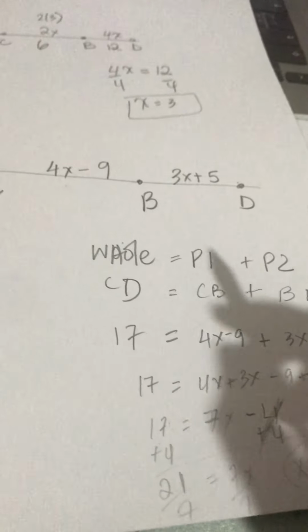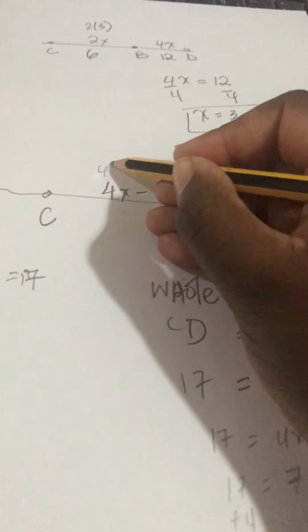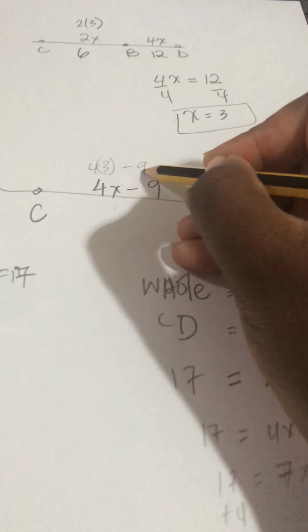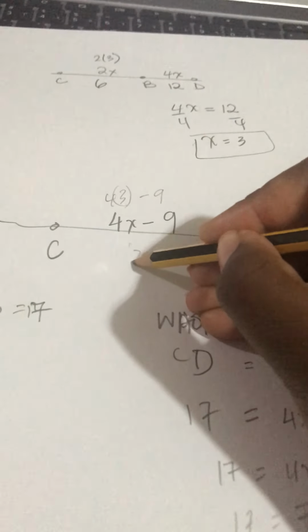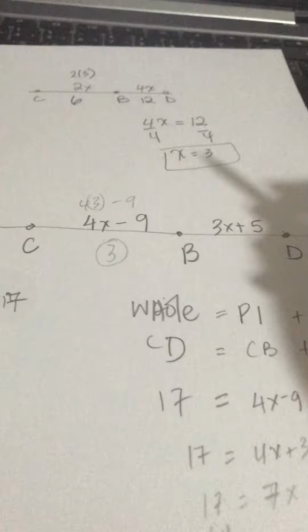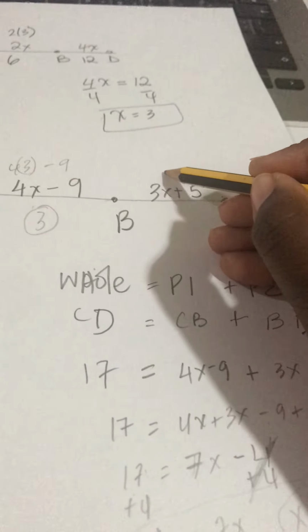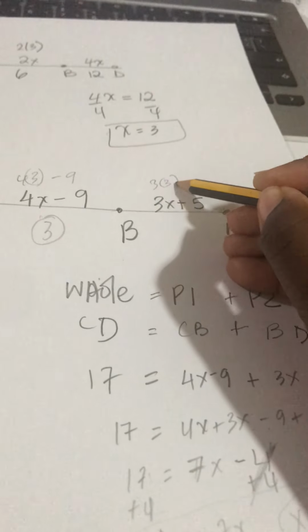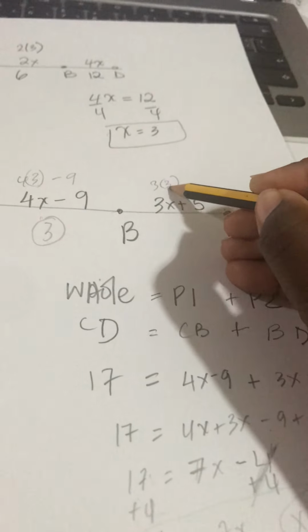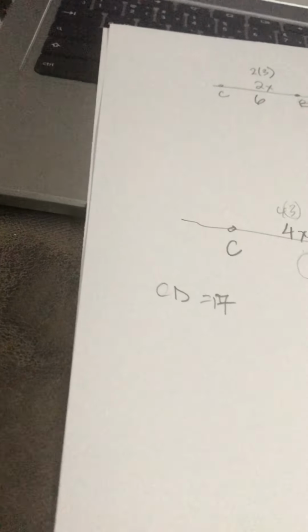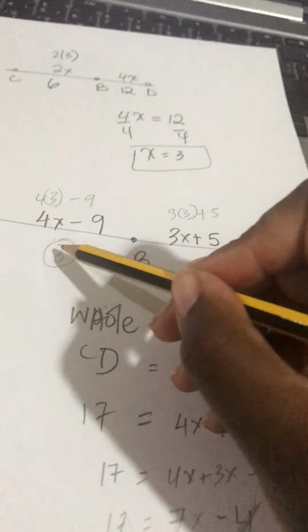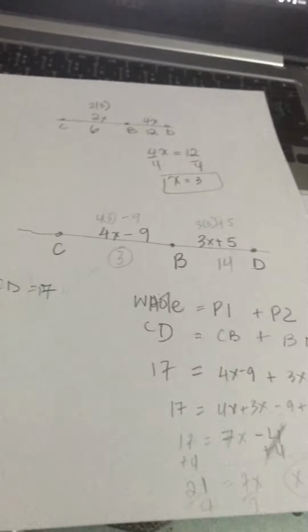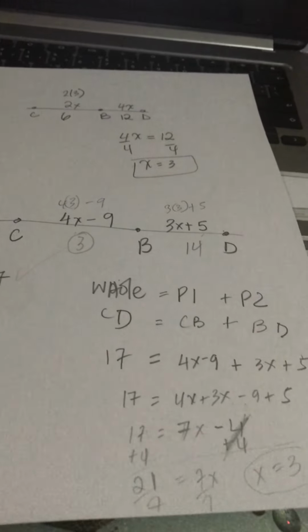Then I check. 4 times 3 is 12 minus 9. What is 12 minus 9? 12 minus 9 is 3. Okay? And then 3 times 3 is 9. 9 plus 5. What is 9 plus 5? 9 plus 5 is 14. Then 14 plus 3 is 17. Then I know I am correct. So that is how you're supposed to do this, okay?